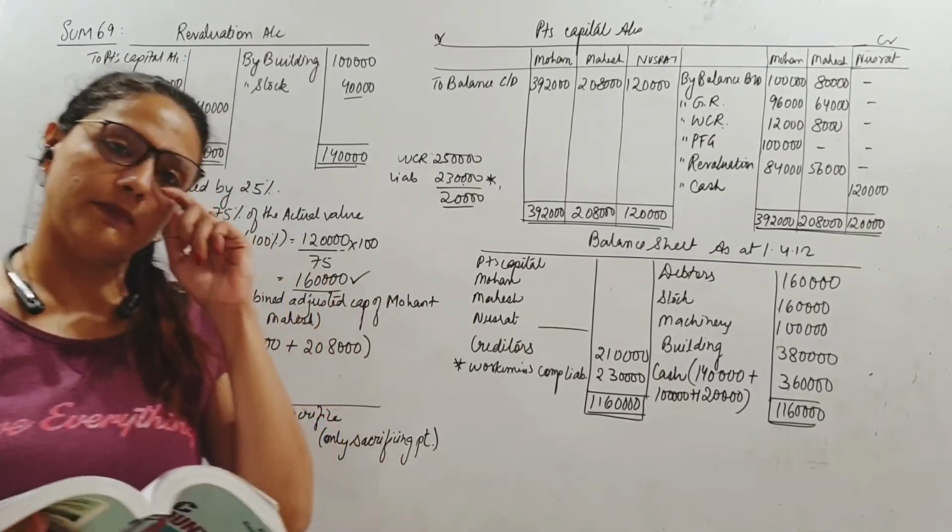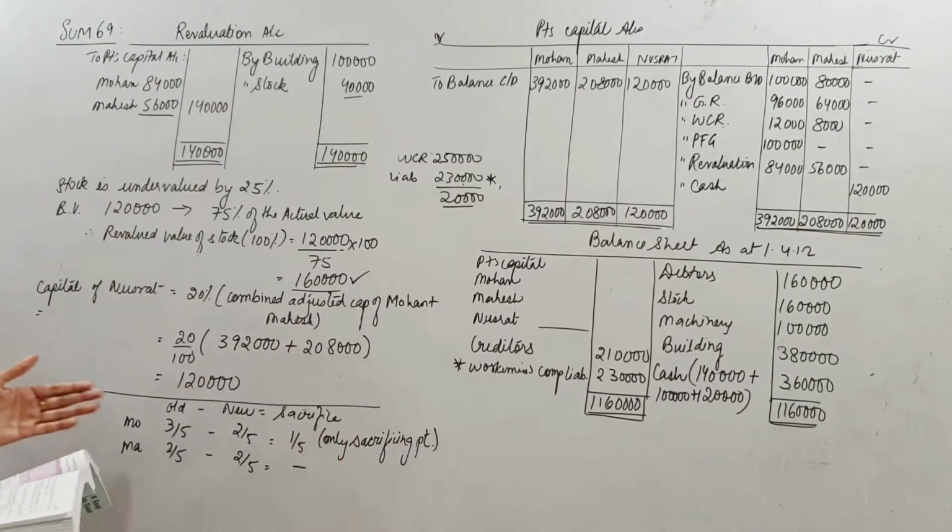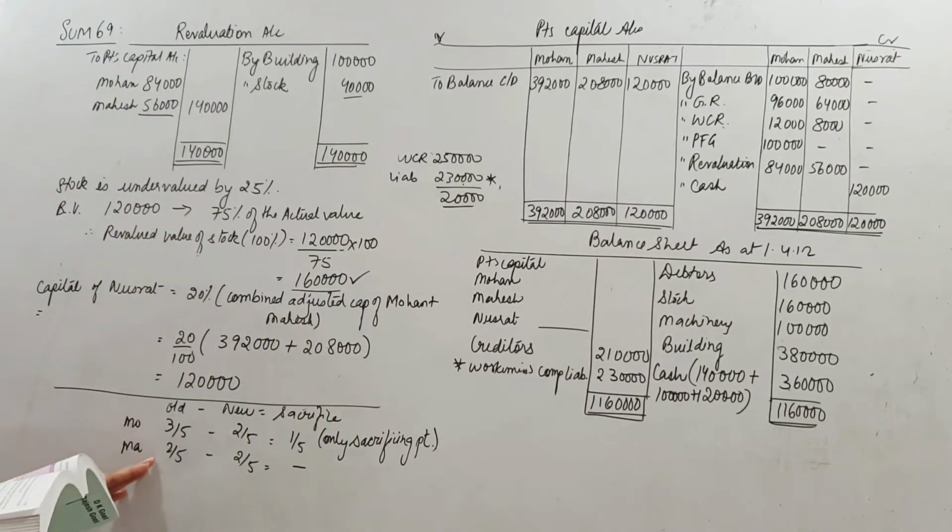Okay. So ये PFG है. PFG sacrifice ratio में distribute करना है. Let us find the sacrifice ratio. Old is this Mohan and Mahesh 3/5, 2/5. New ratio 2/5, 2/5, 1/5 है. Of course, Mr. का is immaterial.